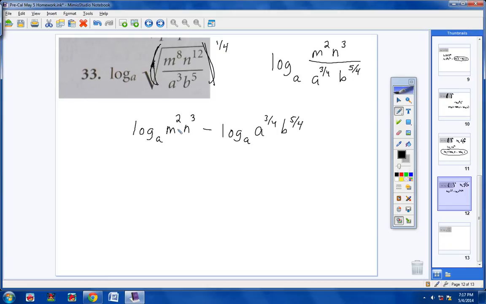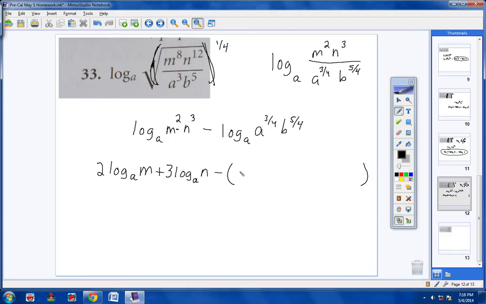Notice over here I have m times n. So instead of writing log base a of m squared, I'm going to put an m. Instead of putting a squared here, I'm going to put a 2 out front. And then because it's m times n, I'm going to put a plus sign and then leave a little space. Instead of writing log base a of n to the third power, instead of putting the 3 right here, I'm going to put the 3 right here. Okay, and then minus. Now don't forget we're going to put parentheses.